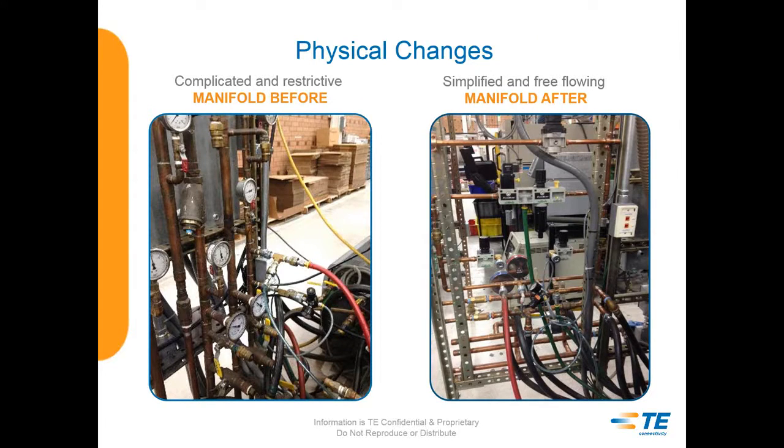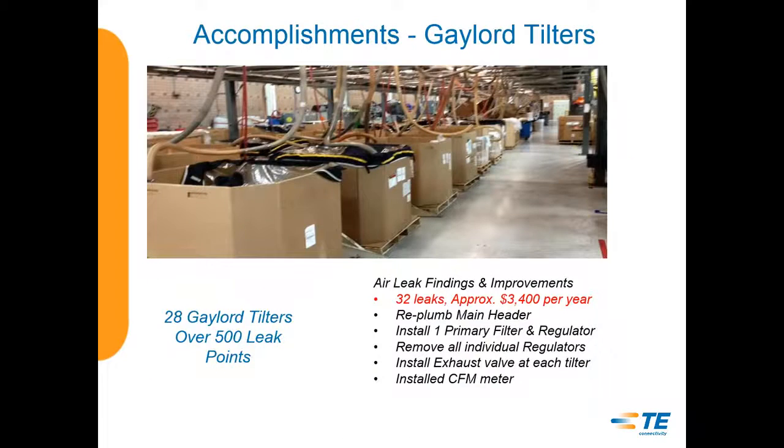Some of the other physical changes to the racks: basically before, it's kind of complicated and restrictive. The manifold is not easy to label and easy to figure out once you go up to it. With the new manifold system, we try to label everything. We try to put gauges on it so we can do a little bit better job with our autonomous maintenance, and it aids the person doing the breakdown to figure out a little bit better where the problem's at.